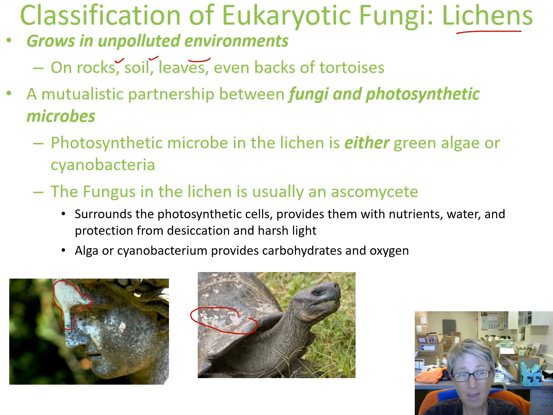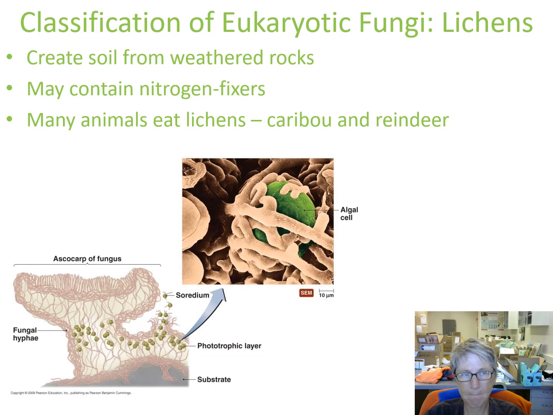But a lichen is a mutualistic partnership. So both the fungi and the photosynthetic microbe get something out of the partnership. And the photosynthetic microbe in that lichen can either be green algae or it can be cyanobacteria. And the fungus in the lichen is usually this type of fungus called an ascomycete. Lichens help create soil from weathered rocks. So you probably know rocks get broken down over time as they're weathered, and you can make soil from that.